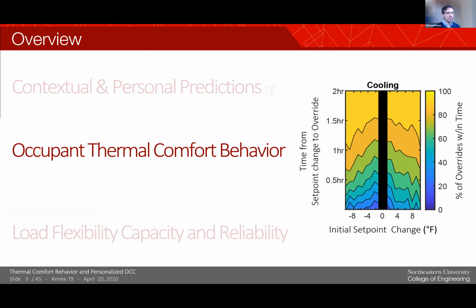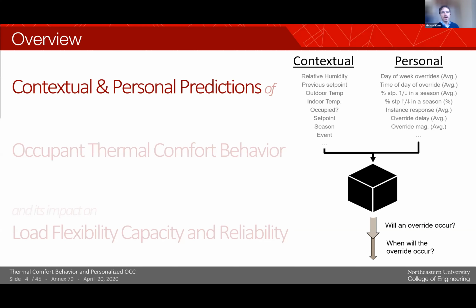So similar to the last presenter's work, this figure shows the result from 10,000 plus set point changes in the Ecobee data set. We can see here that as occupants are more uncomfortable, they are quicker to override the set point changes, kind of an obvious fact, but we have some data to show it from a large scale study. So how does this affect our performance, or can we predict this?